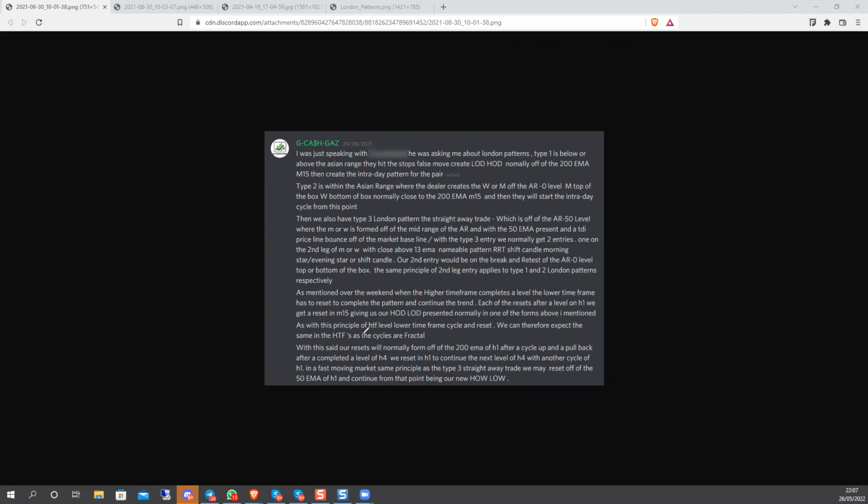As with this principle of higher time frame level, lower time frame cycle and reset, we therefore expect the same in the higher time frames, as they are fractal. With this said, our resets normally form off of the 200 EMA on H1 after a cycle and a pullback after completing a level of H4. We reset on H1 to continue the next level of H4 with another cycle of H1.